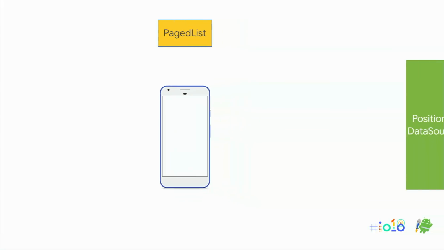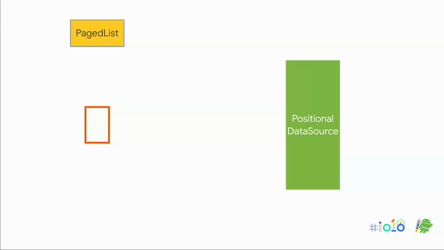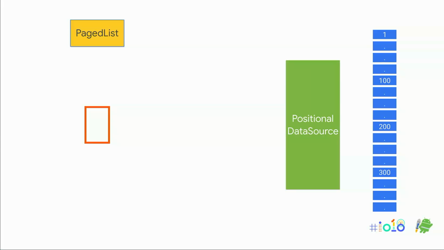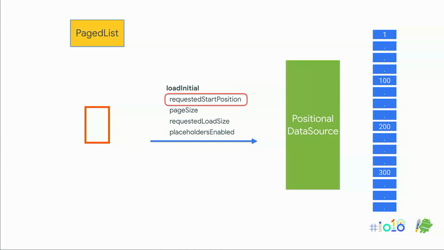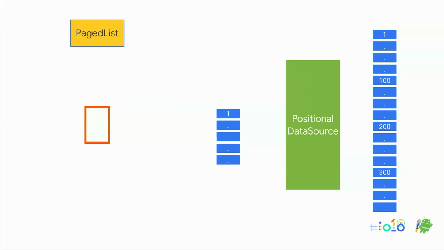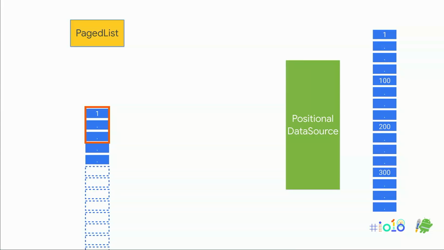So we have the UI here. We'll just zoom out, go to the bird's eye view, and we have our data source on the right, backed by a list. The very first time you come to the recycler view, Paging will call this load initial method on the data source, passing the start position, a page size, an initial load size, which is usually larger than the page size because you want to have more items at the beginning, and whether placeholders are enabled or not. In this example, we just assume placeholders are enabled. So our data source will return the data, tell us where that data starts, and give us the total number of items in the data source. Based on that, we'll start displaying the data, but we'll also display the placeholders so that the size of the page list is equal to the total number of items in the data source.